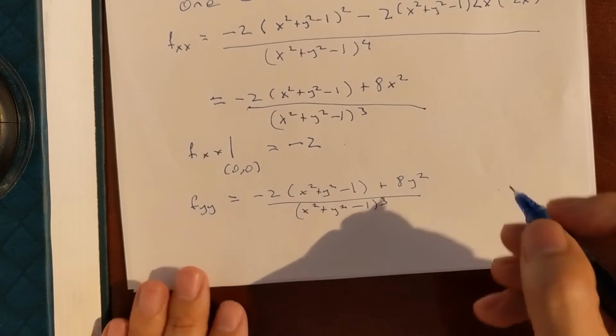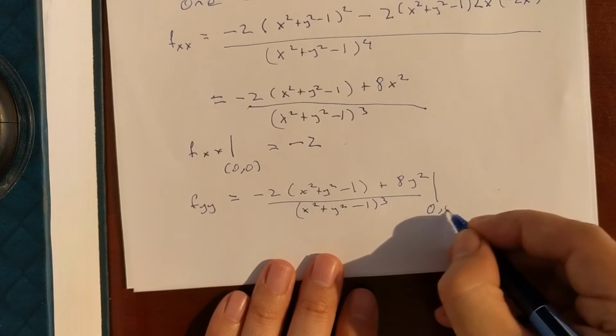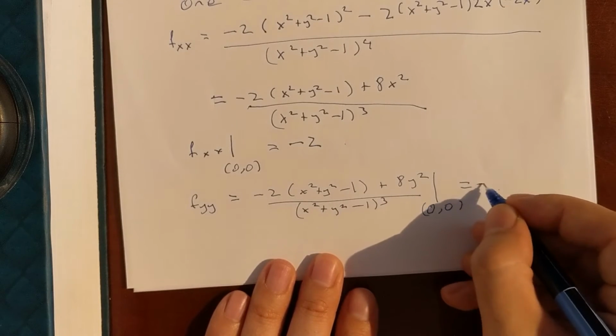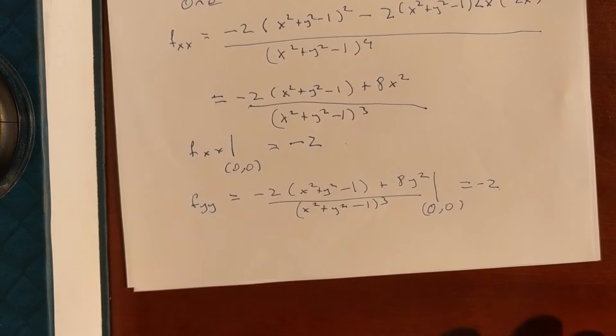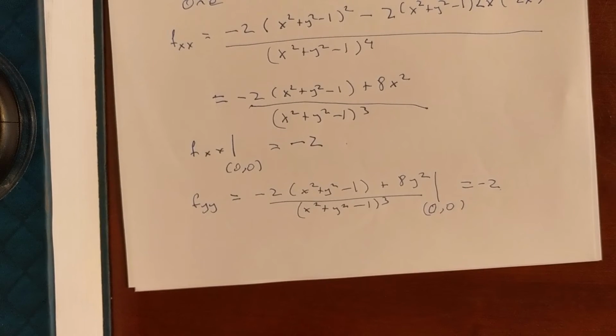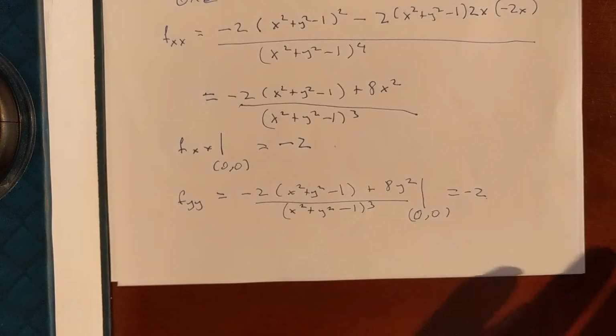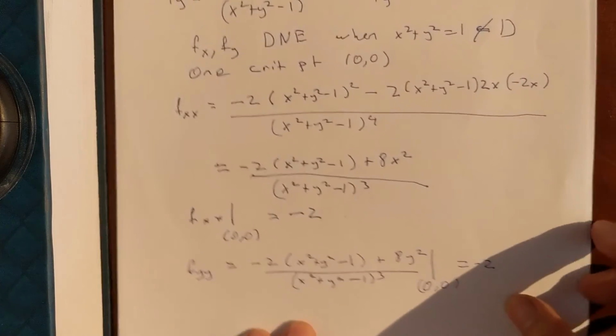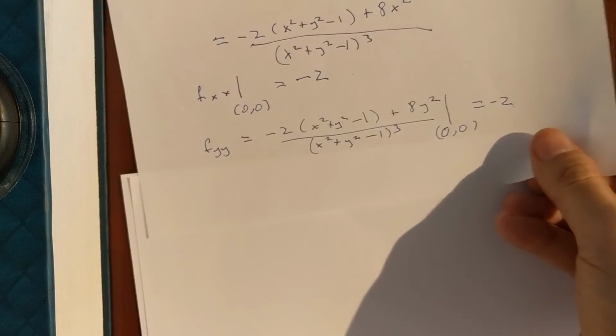Cubed. Okay, so if we evaluate this again at 0, 0, we're going to get the same answer. They're heading the same direction, it looks like, so that's good news for us. Okay, so now let's go on to the next page and let's try to find the partial fxy.